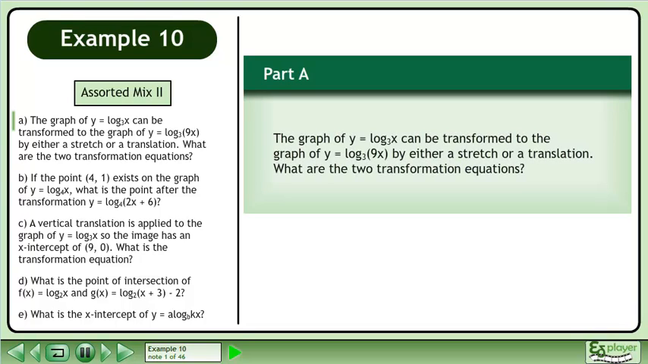In this example, we will solve an assorted mix of questions. In part A, the graph of y equals the base 3 logarithm of x can be transformed to the graph of y equals the base 3 logarithm of 9x by either a stretch or a translation. What are the two transformation equations?